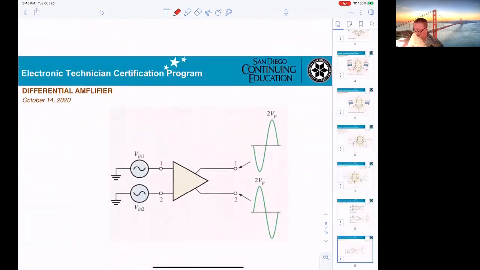Okay, and now if you look at applying both input 1 and input 2, the output 1 will be inverted for the input 1, and another.